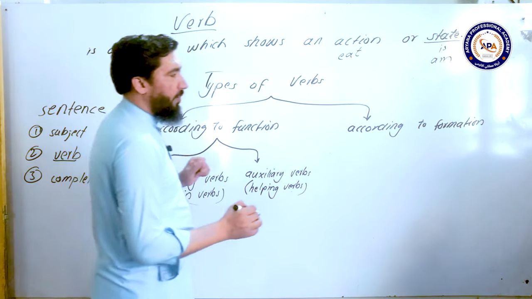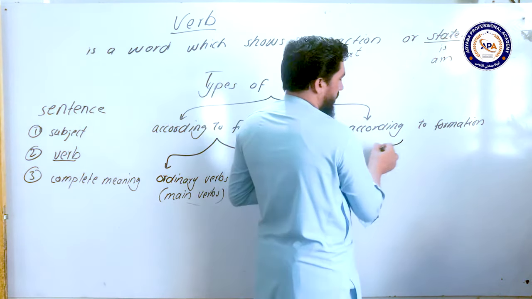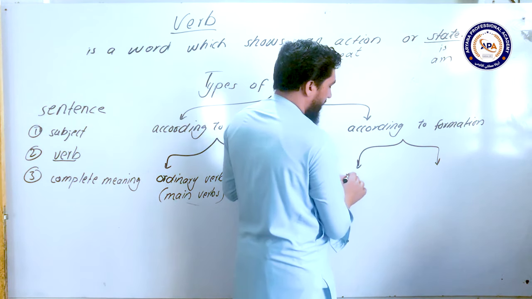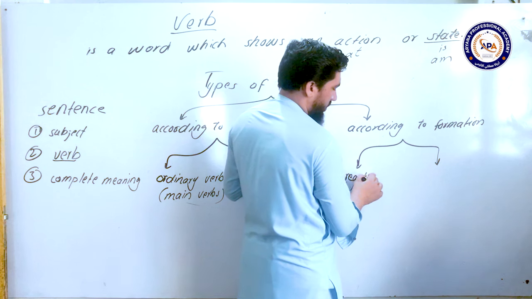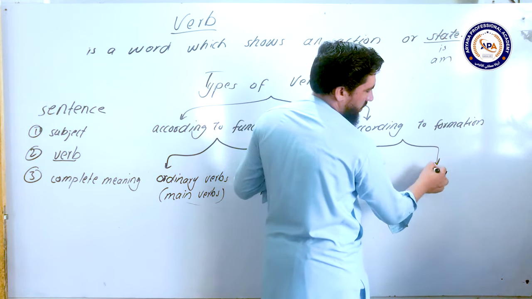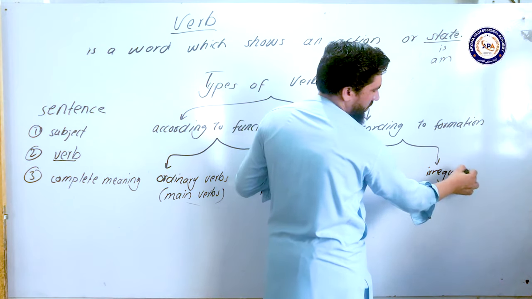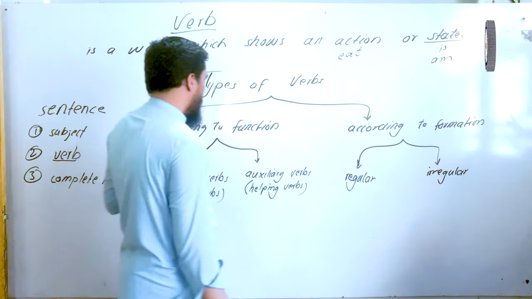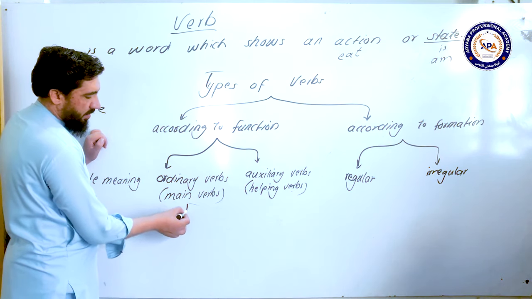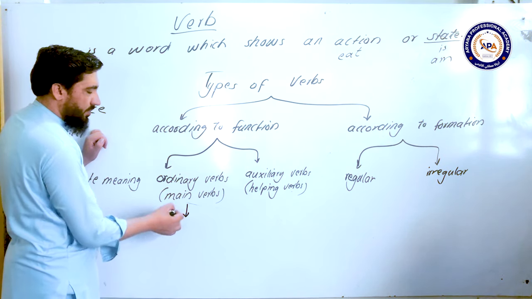And according to formation, we divide verbs into two types. They are regular and irregular. Then ordinary verbs have their own types.